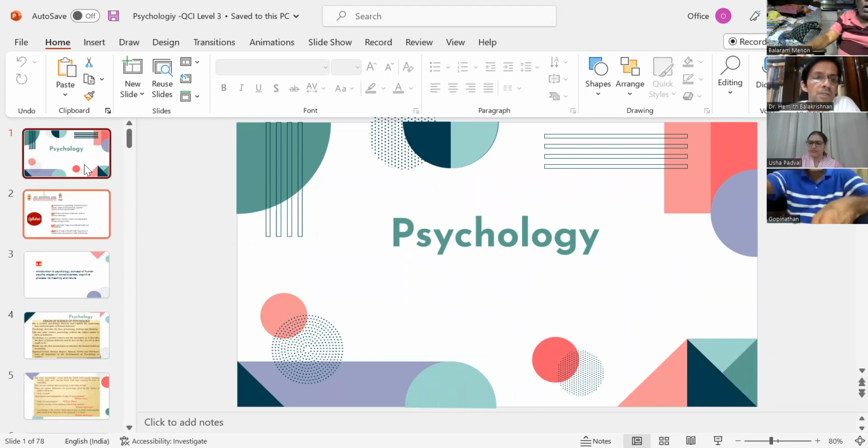Okay, PPT is visible, right? Menon sir, you can see the PPT? Yeah. Okay. Gopinath and Usha, you can see the PPT? Yeah, we can see. Mute karo, please. Gopinath, mute. Usha, mute.